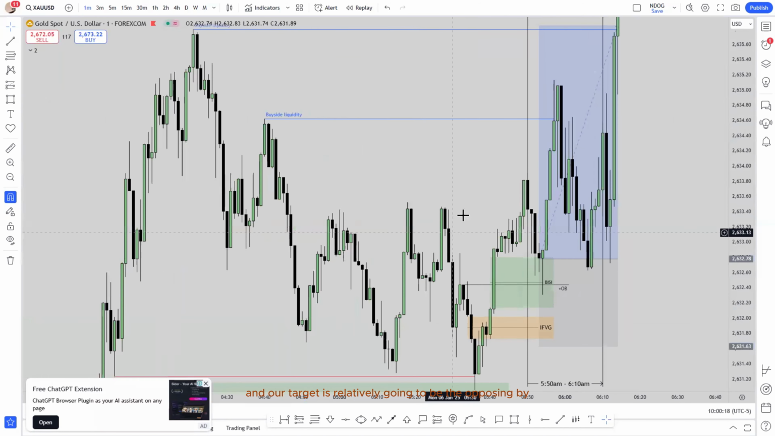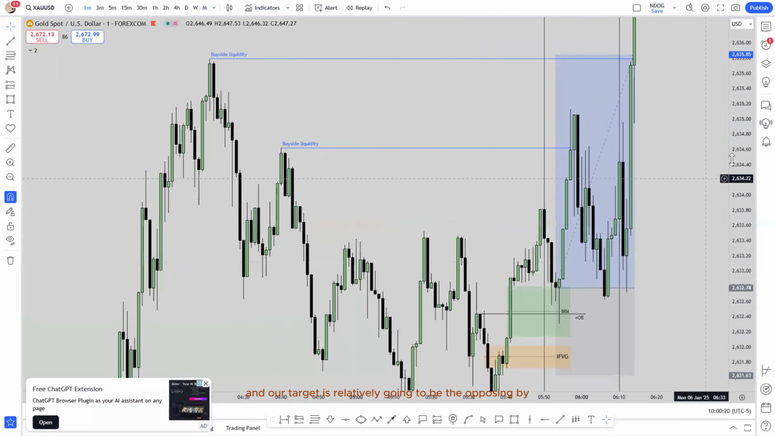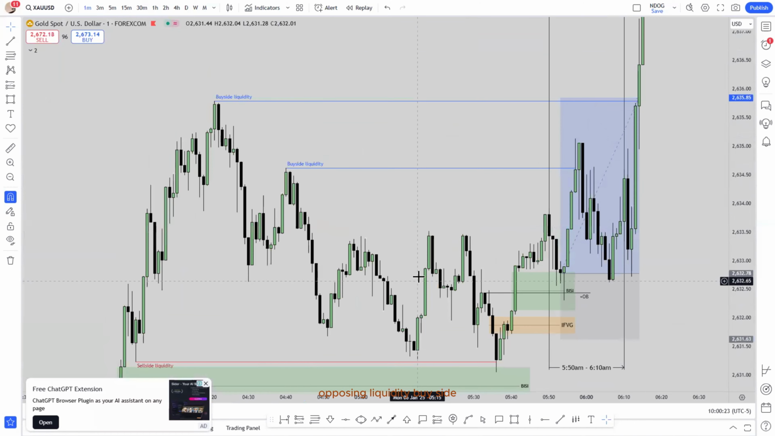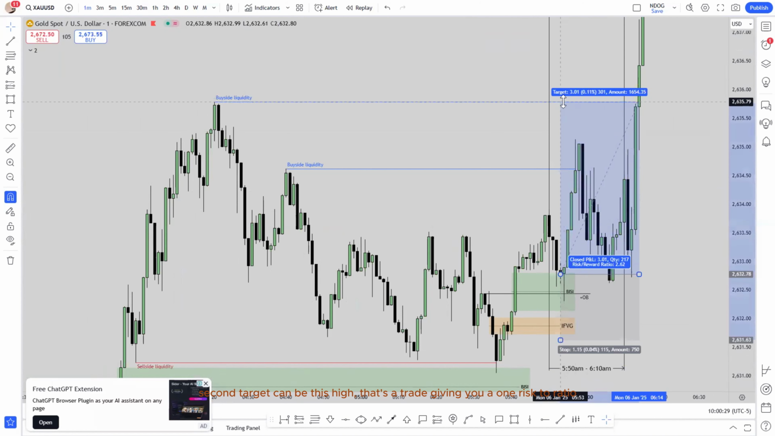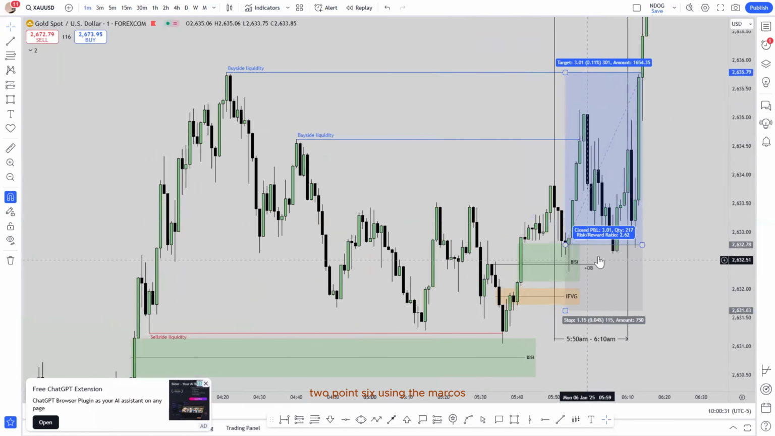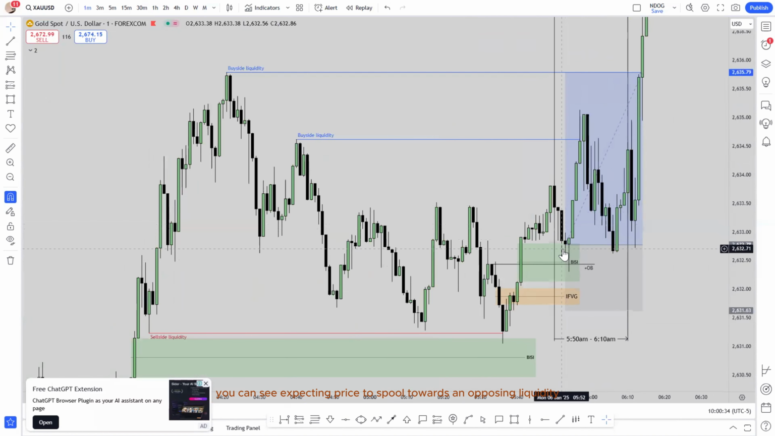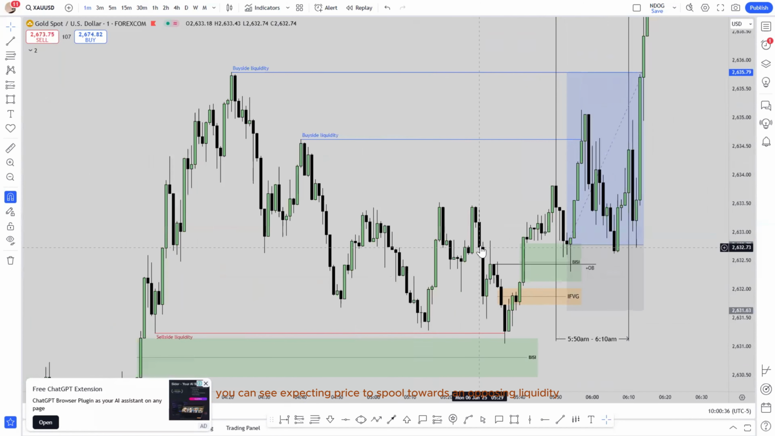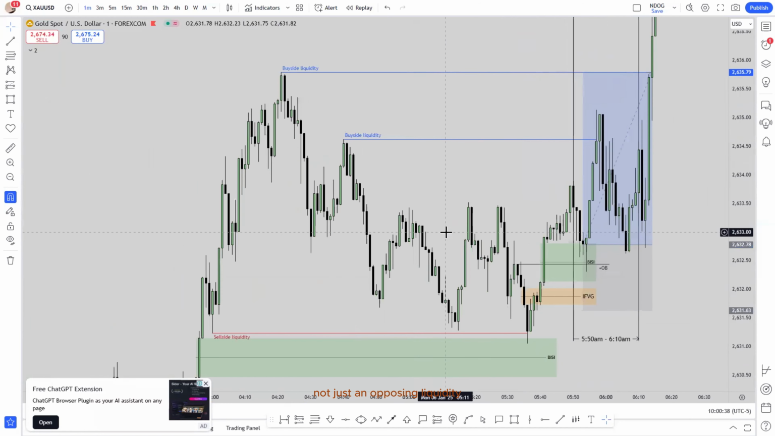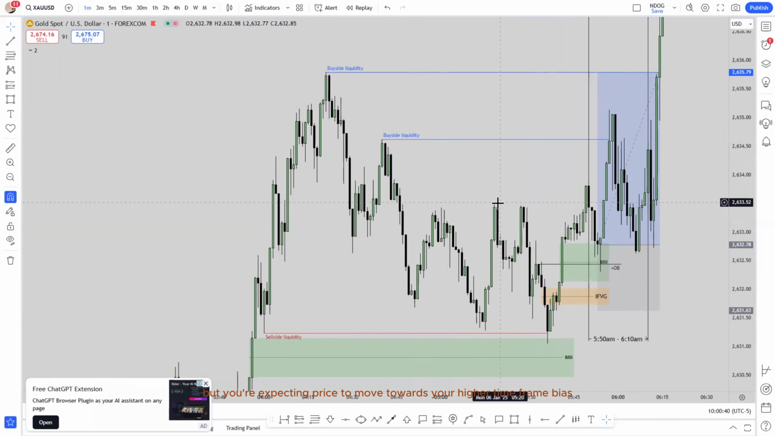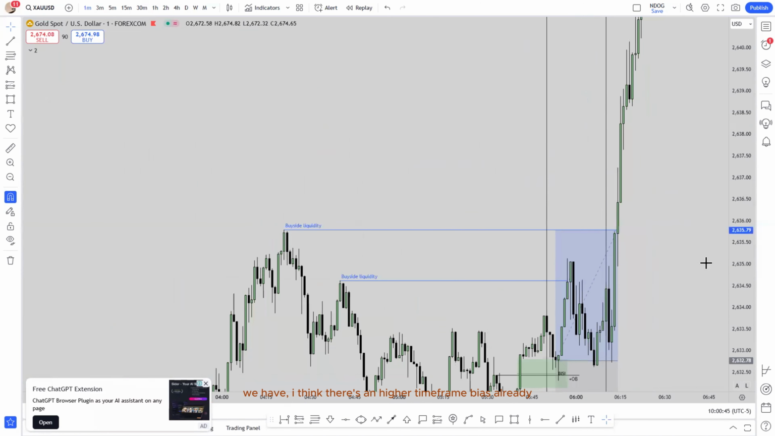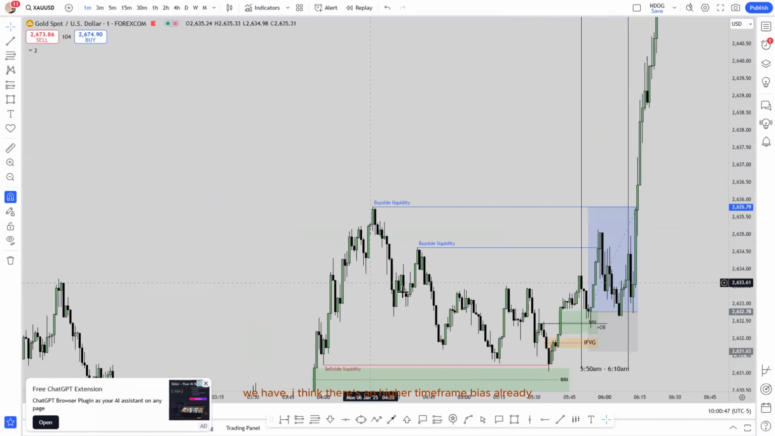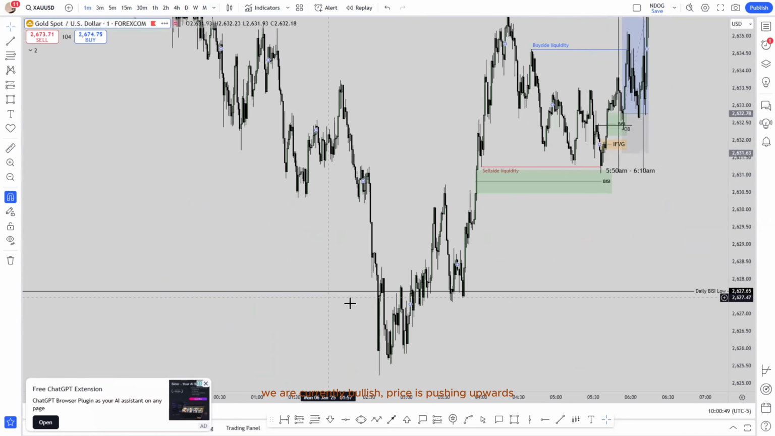And our target is relatively going to be the opposing liquidity buy side. You can see first target can be this high, second target can be this high. That's a trade giving you a 1:2.6 using the macros. You can see expecting price to spool towards an opposing liquidity, not just an opposing liquidity, but you're expecting price to move towards your higher time frame bias. You can see higher time frame, I think there's a higher time frame bias already. We are currently bullish.